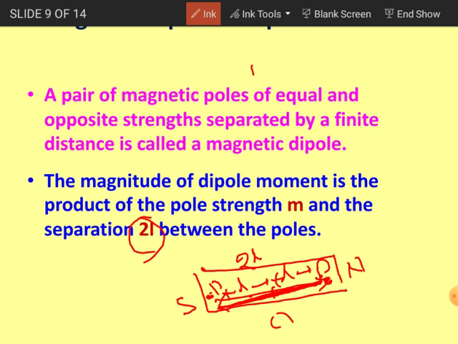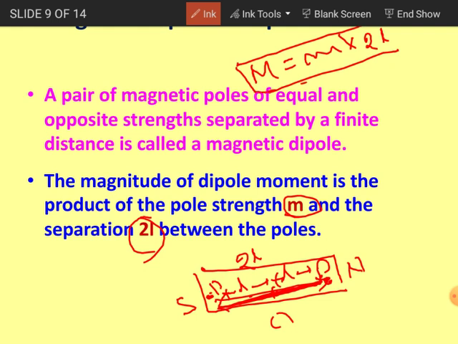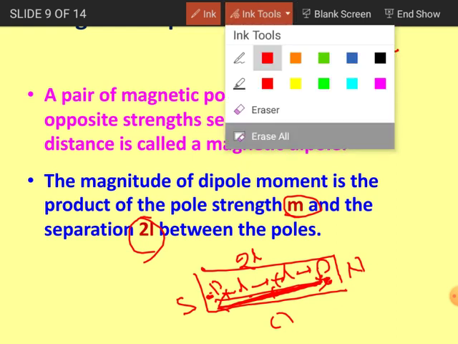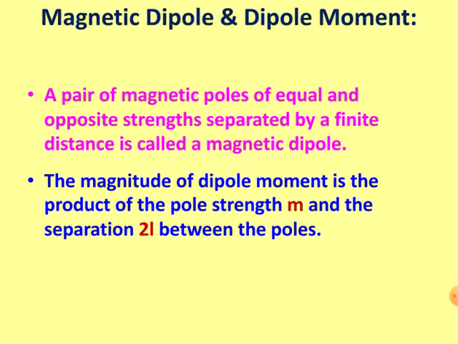So the product of the pole strength M and the magnetic length gives what is known as the dipole moment of the bar magnet. As I told you, it is directed from the south pole to the north pole. It is a vector quantity, but the magnitude is the product of the pole strength and the distance of separation of the two poles, or the magnetic length.